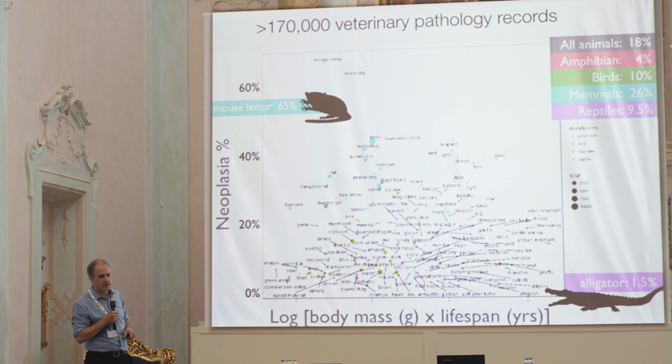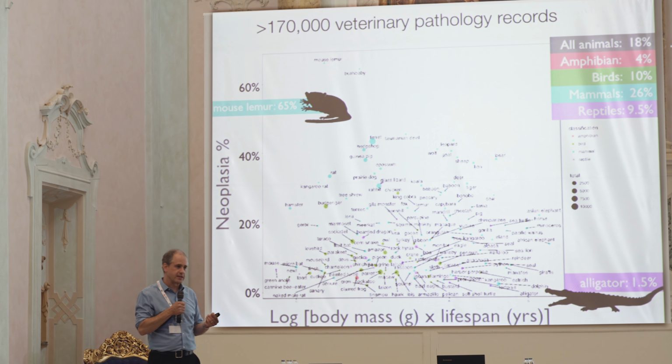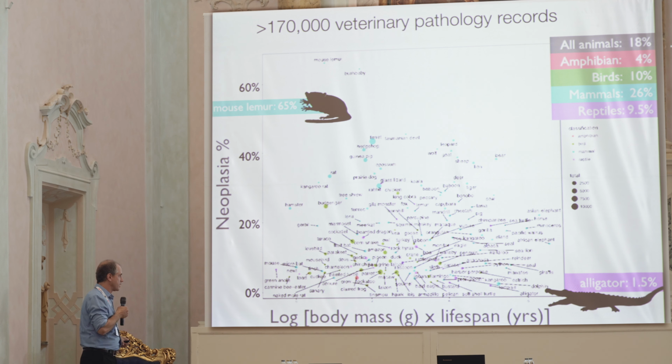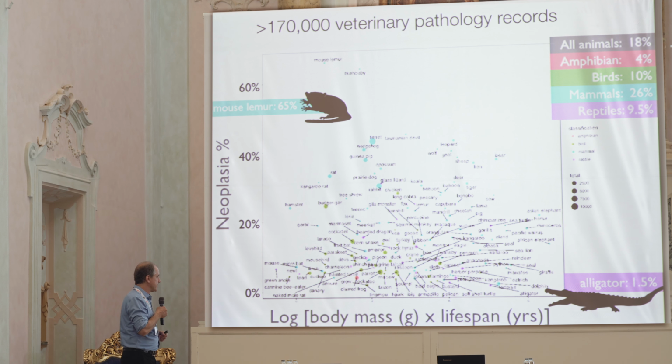So one of the things we're having a lot of fun with now is that we've collected data from a variety of sources. We have over 170,000 pathology records of animals, and so we can estimate the cancer rate across species. This is an initial graph of a number of species. We have, I think, over 2,000 where we have enough data to start estimating cancer rates, or neoplasia rates in this case. The overall statistics you can see in the upper corner. Mammals have a lot more cancer than birds and amphibians and reptiles. And so we're very interested in the biology behind organisms that have very low cancer rates, and also organisms that have very high cancer rates, like mouse lemurs.